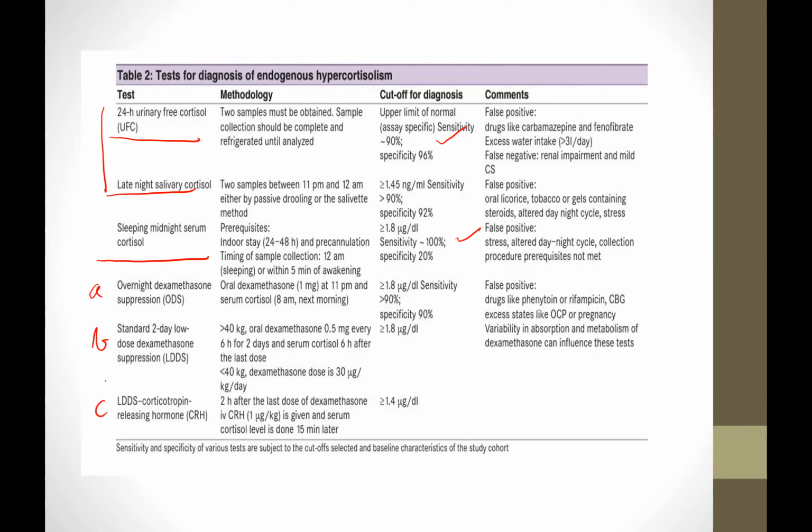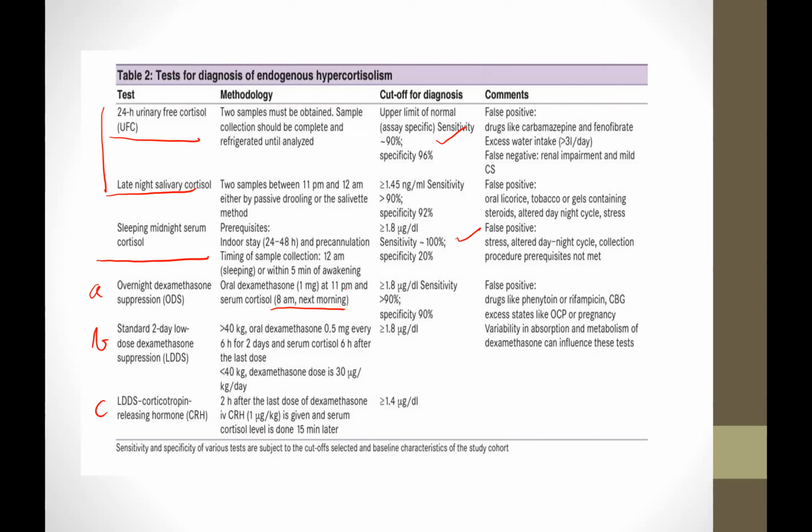Which are A, B, C. That is overnight dexamethasone. You should understand how you do the test. Overnight dexamethasone test is you give 1 milligram of dexamethasone at 11 p.m. and draw the serum cortisol exactly at 8 a.m. because at 8 a.m. the peak will come. So I take an 8 a.m. cortisol, previous day 1 milligram of dexamethasone.